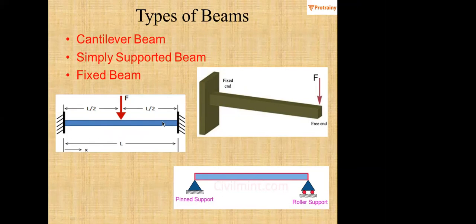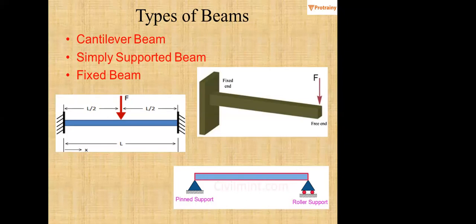Why? Because these fixed ends are going to absorb some of the moment. That is why, in the case of a fixed beam, you are optimizing the use of your beam section as compared to any other form of beam. That is why when we are talking about an RCC frame, most of the time you end up with fixed beams.